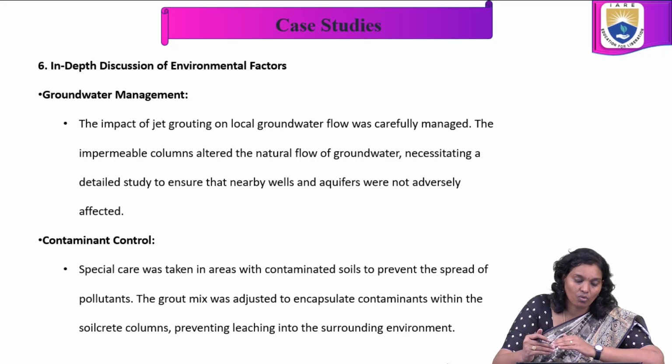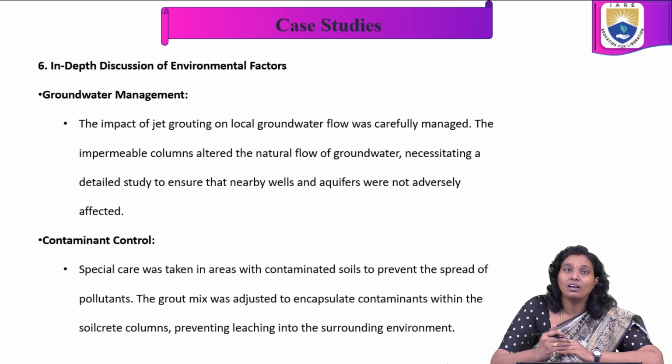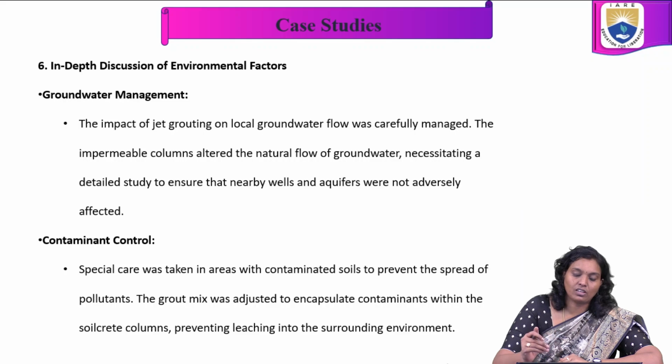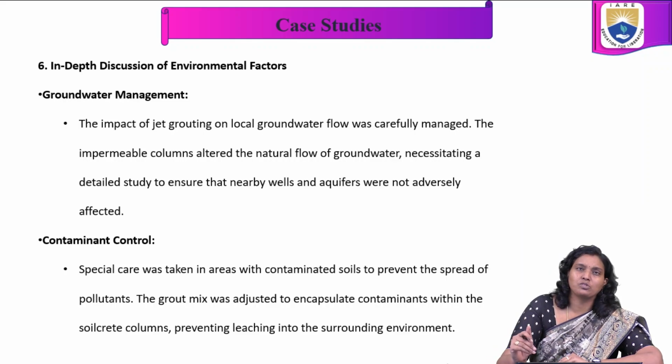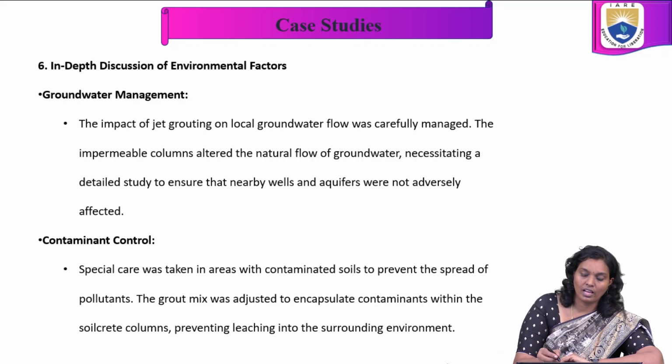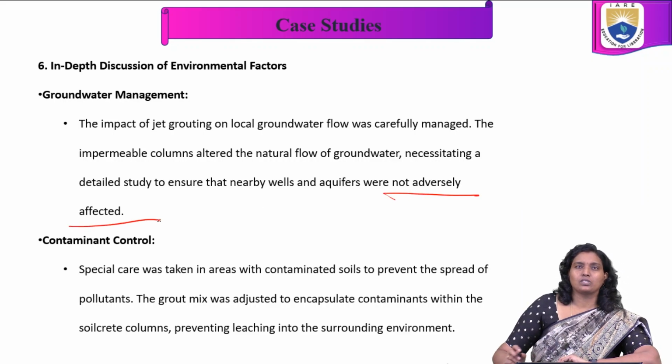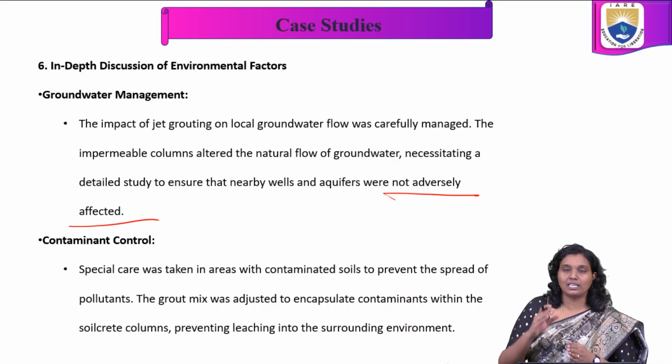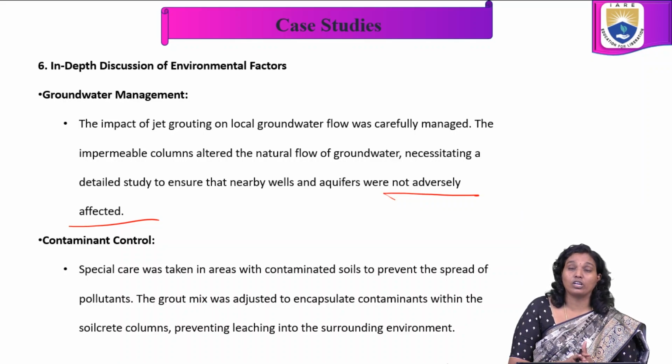In groundwater management, contaminant control are the important environmental factors which we discussed in this particular metro project. The impact of jet grouting on local groundwater flow was carefully managed. The impermeable columns altered the natural flow of groundwater, necessitating a detailed study to ensure the nearby wells and aquifers were not adversely affected. So for groundwater management, we have to understand the nearby water tables and any aquifers.